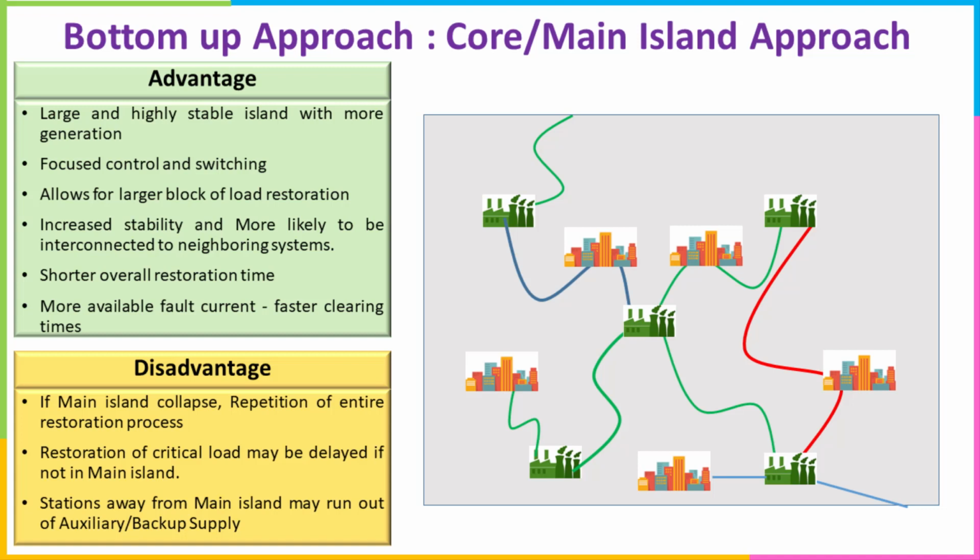The battery has some capacity, and they have a reserve of diesel in the particular substation or generating plant, and these may get depleted. So under that condition, the substations which are away from the island may run out of auxiliary or backup supply. So it will become difficult to charge those areas again. So that is one of the problems with the core main island approach. It has advantages, it has some disadvantages.